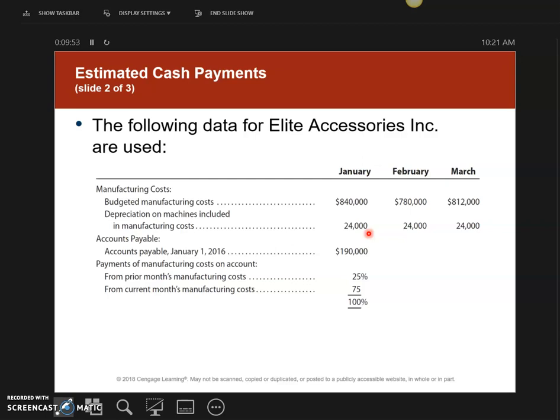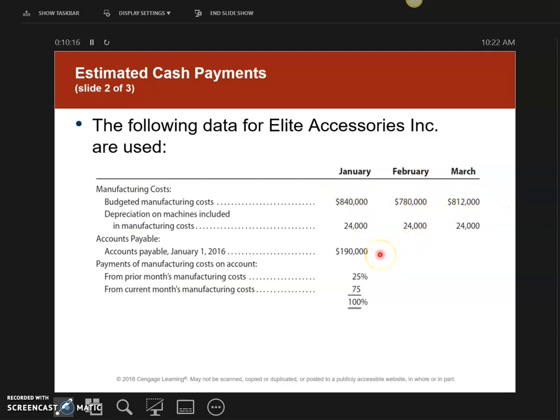Hopefully you get this right. I told you in 1A multiple times, depreciation is a non-cash expense. So I'm not actually putting money out for this, but I will use it as a reduction on my taxes. Okay, so here's my accounts, my direct material, my direct labor, and my factory overhead bills.